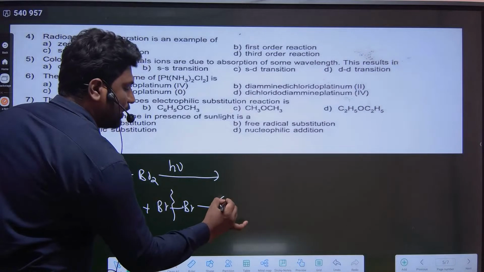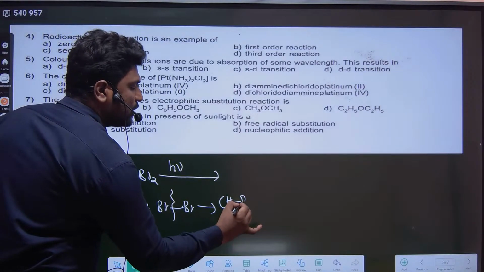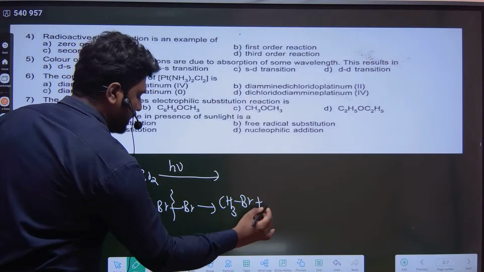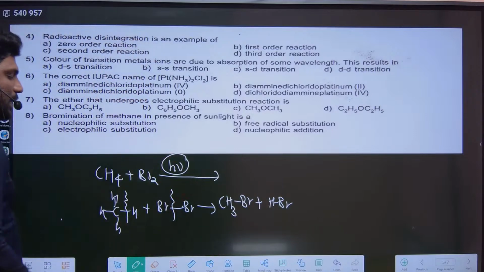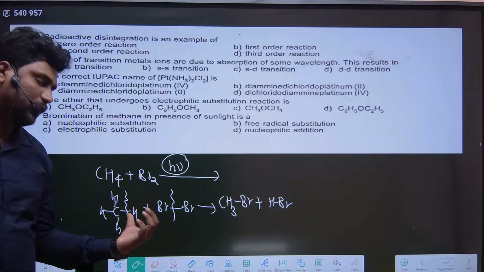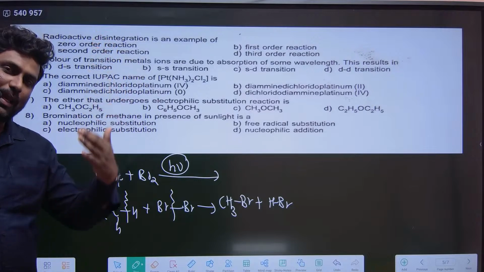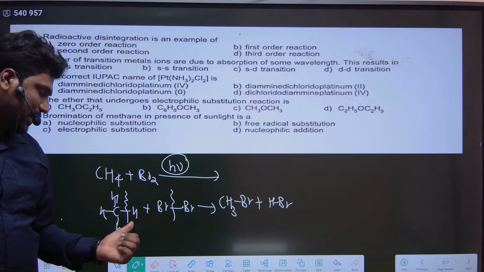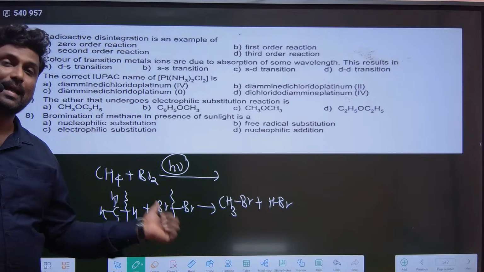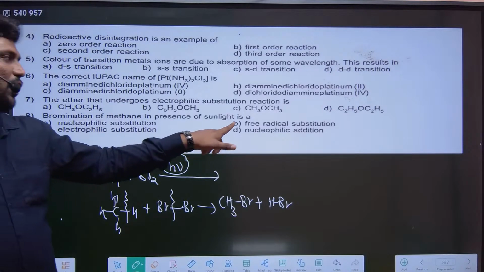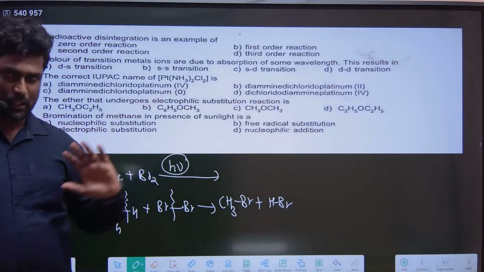So therefore, the replacement of the H will be done by what? Br, in the form of a free radical. Because of sunlight, the energy will be very less. So therefore, the C-H bond is breaking homolytically, symmetrically, and the hydrogen atom of the methane is going to be substituted by the Br free radical. So therefore, it is a free radical substitution reaction.